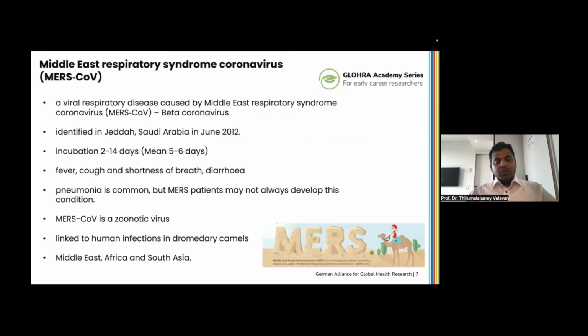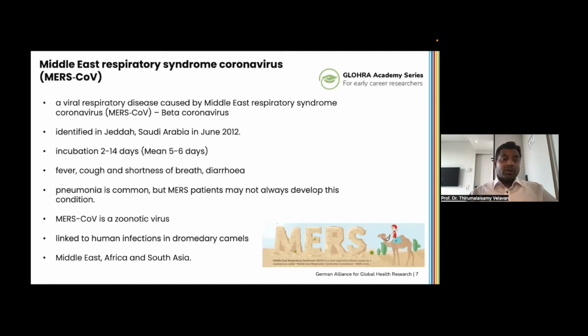Coming back to one specific form of the beta coronaviruses among the three which are known to be fatal, the SARS-CoV, the MERS, and COVID-19, which is caused by SARS-CoV-2. We are now going to look a bit deeper into the Middle East Respiratory Syndrome coronavirus, MERS-CoV, which is basically a viral respiratory disease caused by a coronavirus, which is a beta coronavirus. This virus was very first identified in Jeddah in Saudi Arabia in June 2012. The very first case was in June 2012, and there was a physician who was working at the UAE hospital in Jeddah. He was an Egyptian physician, Ali Muhammad Zaki.